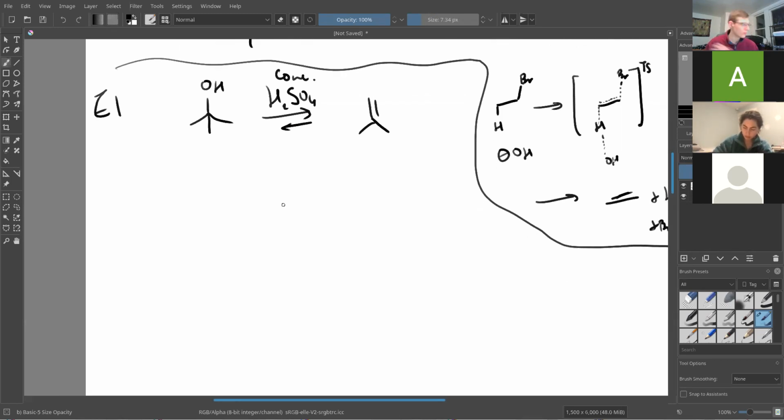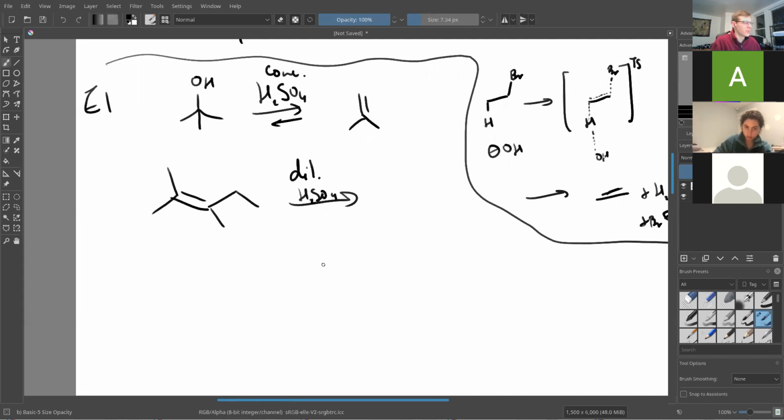So not only do you learn E1, but you're also getting twice the bang for your buck. You also get a reaction, and you also get a reverse reaction, right? So for example, you could have a compound that looks like this. I don't know, I just picked one. And they could say, all right, well, now it's not concentrated, it's dilute sulfuric acid. They could say that.